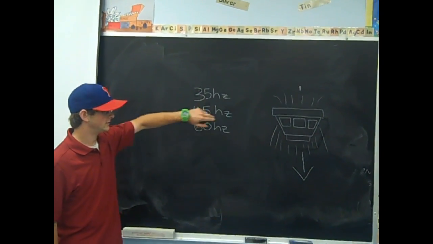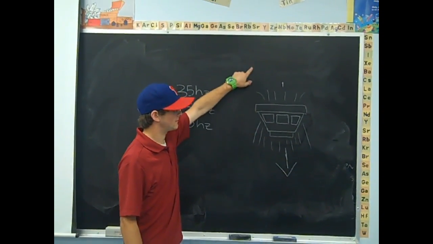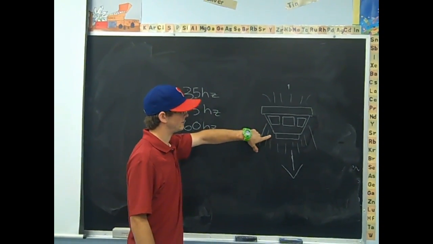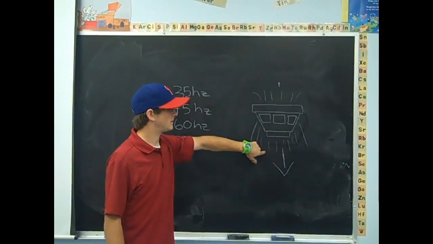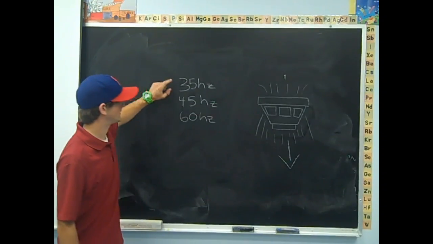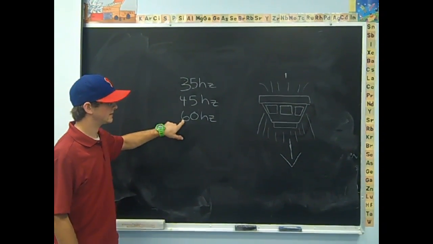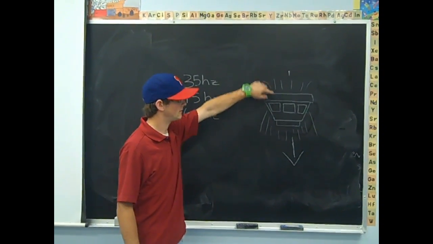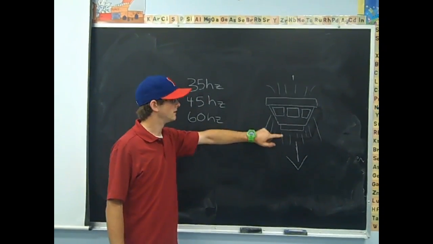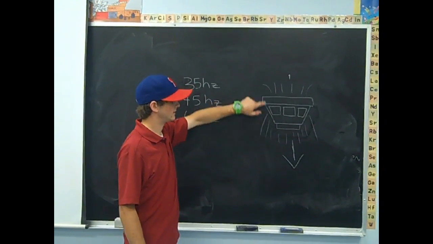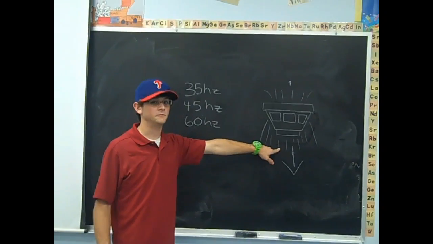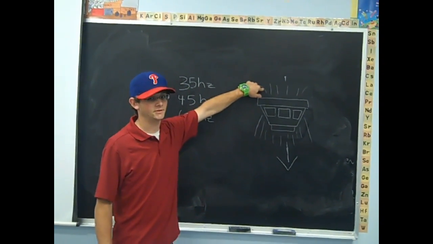At 45 hertz, you have more air coming off the top of the subwoofer, and you still have air coming off the bottom, but more off the top than from a 35 hertz tone. From a 60 hertz tone, you have even more coming off the top and less coming off the bottom. Nonetheless, it's still both sound waves. This is more of a sound wave that you feel. This is more of a sound wave that you hear.